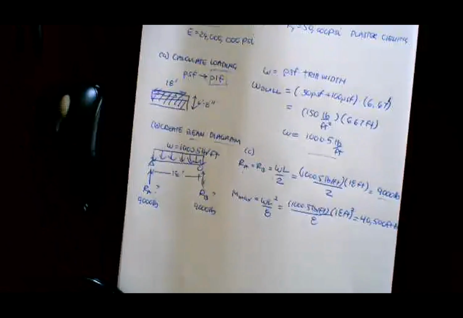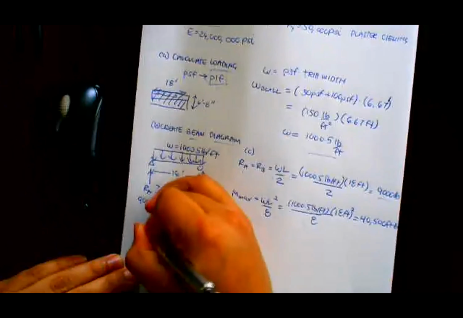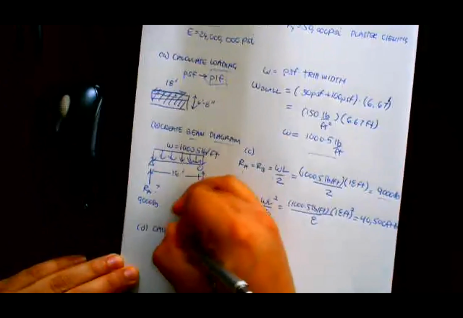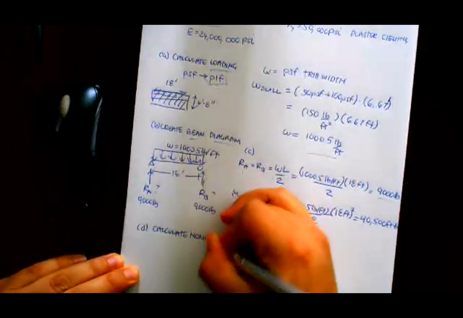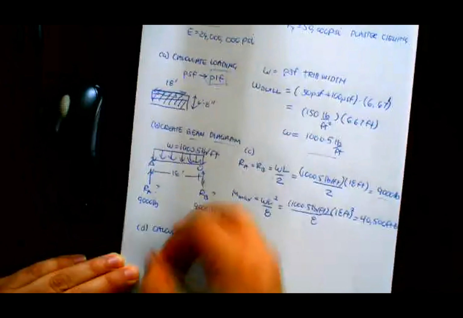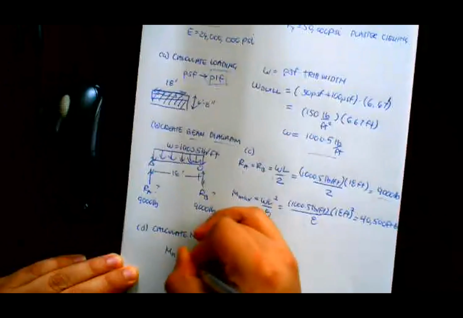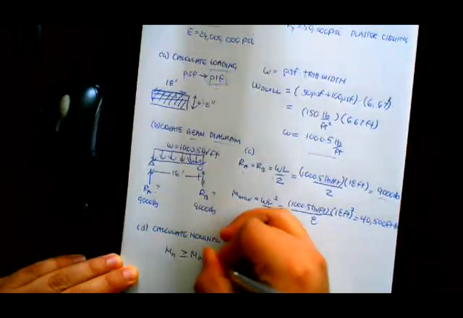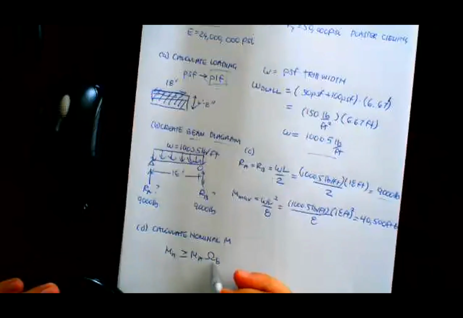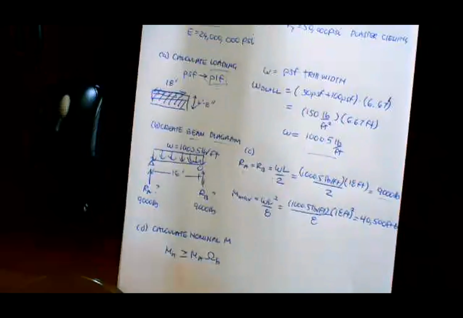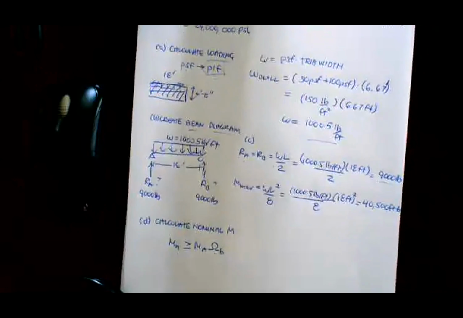Well, what does nominal moment mean again? So I'm going to write the formula. I'm going to calculate the nominal moment. The formula says that Mn must be greater than or equal to Ma times safety factor omega. Sorry, that's omega.